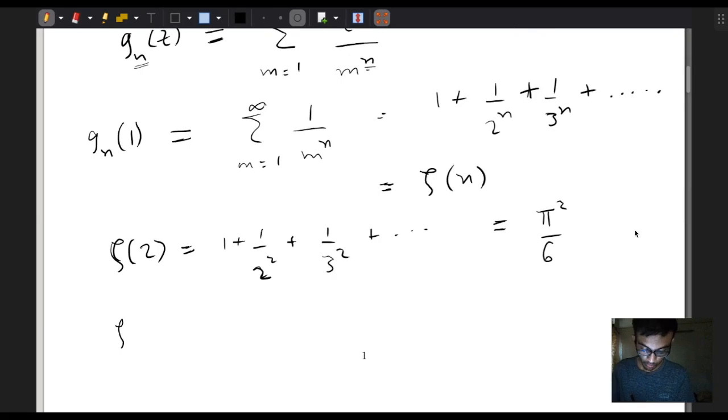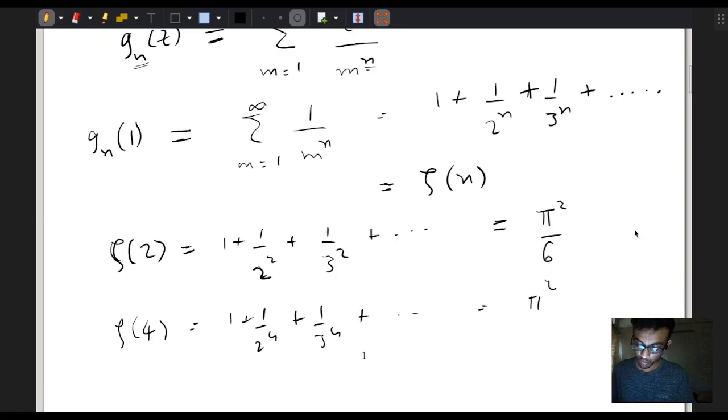And when n is equal to 4, it is equal to this.